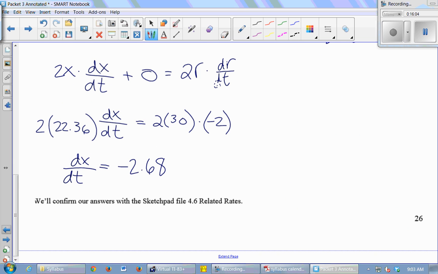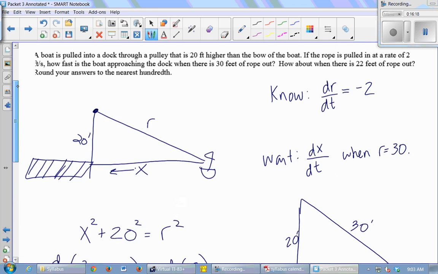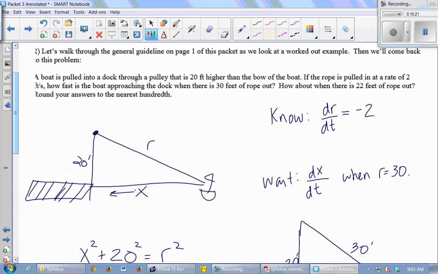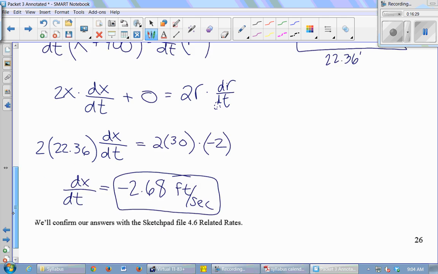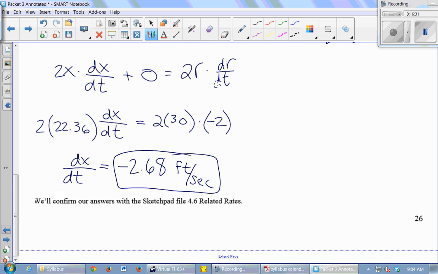And my units here on dx/dt should be feet per second. Units on x is feet, units on time is seconds. So that's one thing you have to be careful about, is checking that they don't give you some of the given information in different units, like hours and seconds. If they do, you just have to convert it all to one thing.